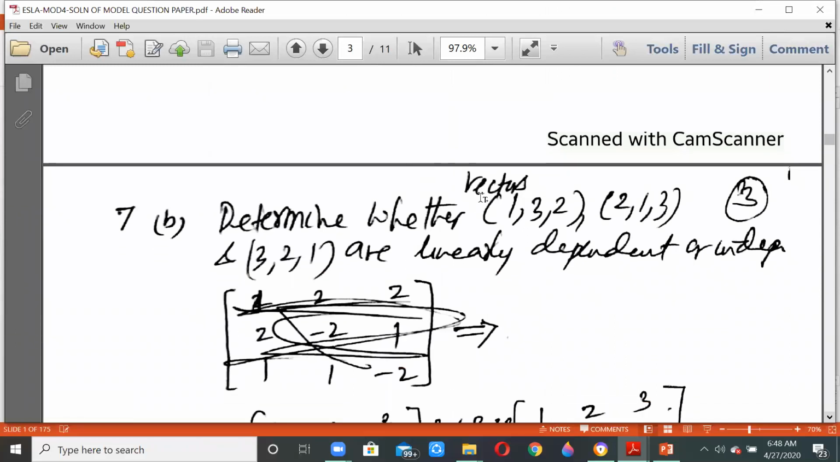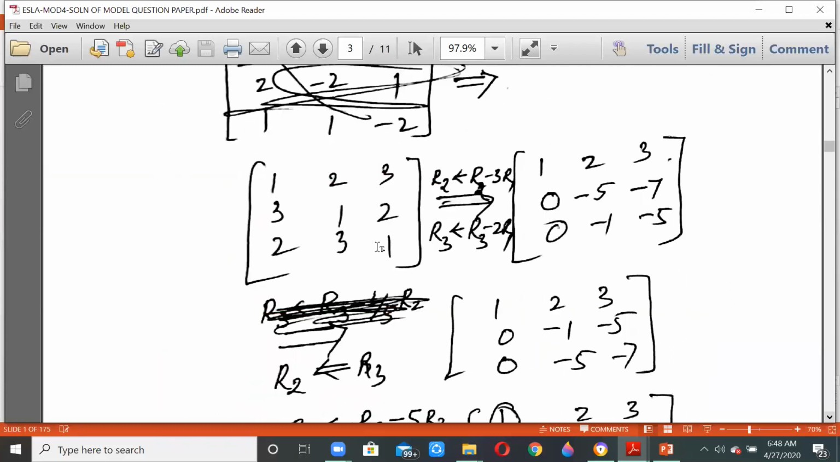7b is: determine whether the vectors [1, 3, 2], [2, 1, 3], [3, 2, 1] are linearly dependent or independent. We can write those three vectors in the form of a matrix, and then we can try to find the Gauss elimination or value decomposition. R2 will be replaced by R2 minus 3R1, because this is 3 and this is 1. Then you'll get a 0 over here. That is the aim, we should get 0 here.